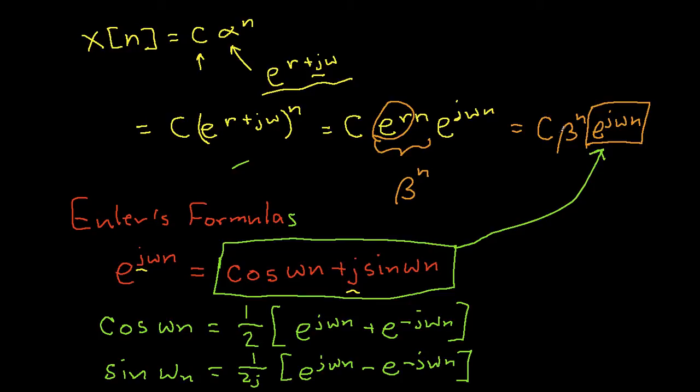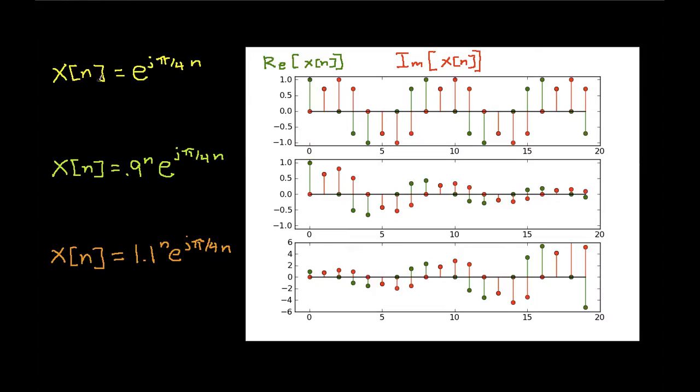If I plug this back in here, what it means is that my samples, x of n, are going to basically be this exponentially weighted beta to the n, times a cosine real part and a sine imaginary part. So this complex exponential actually has sinusoidal components, the cosine real part and the sine imaginary part. If you graph this, which I have done, this is the sort of thing that you get.